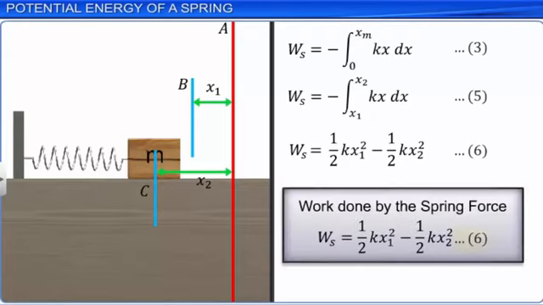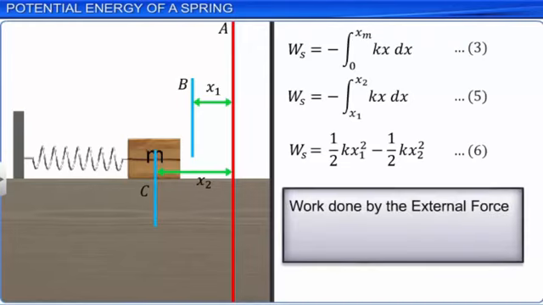Equation 6, where W is equal to half kx1 square minus half kx2 square, indicates the work done by the spring force. Then the work done by the external force W will be equal to half kx2 square minus half kx1 square. Let this be equation 7.